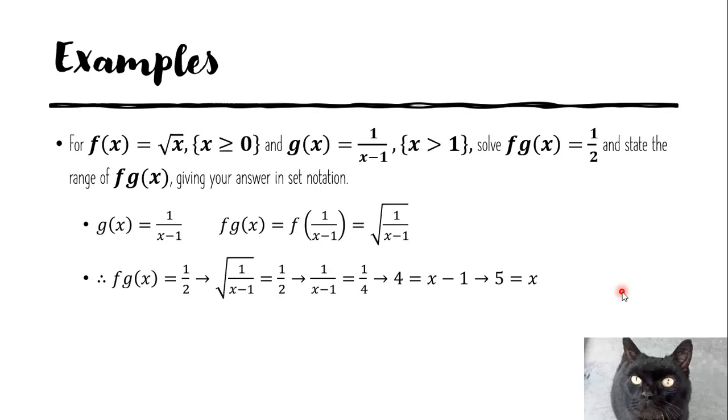You can square both sides. You get 1 over x minus 1 is equal to a quarter. You can then multiply up by 4 and by x minus 1. You can do that in 2 steps. I do it in 1 step because I found it easier. So you get 4 is equal to x minus 1. Move the 1 to the other side, you get 5 is equal to x.